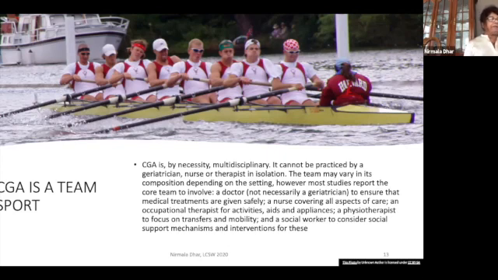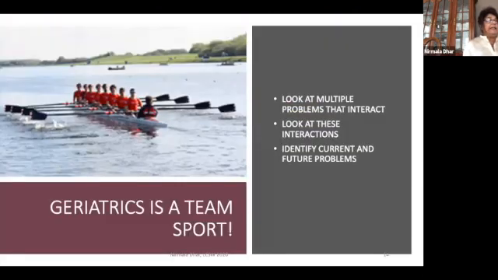Next slide. So what does this team do? It looks at multiple problems that interact. Remember, I showed you the slide of those interlocking puzzle pieces. So it looks at multiple problems that interact. And then they look at each of these interactions, and then they identify current and future problems. Again, think of Karen, and we're going to talk about her at the end.